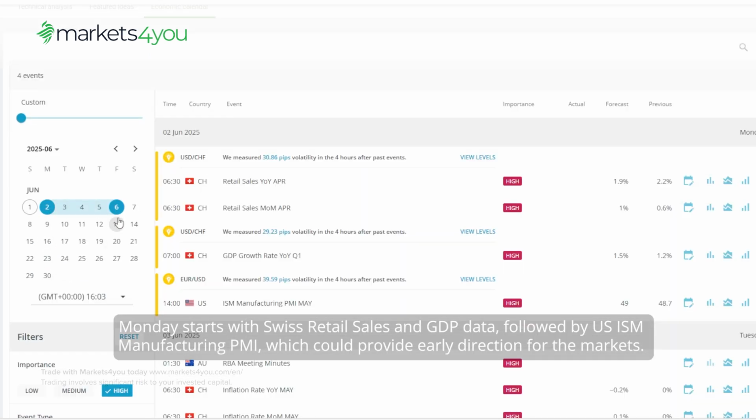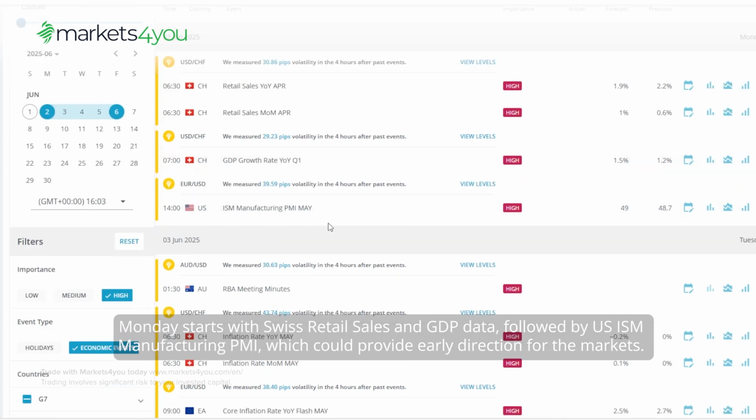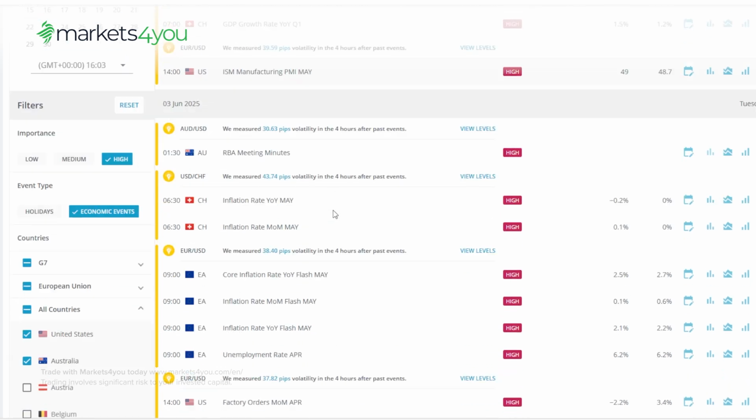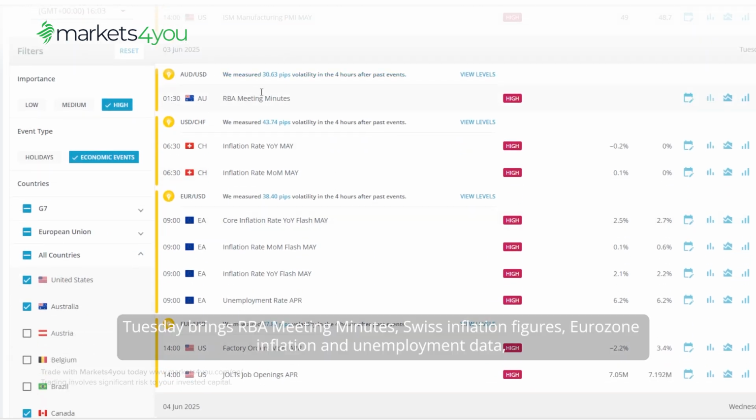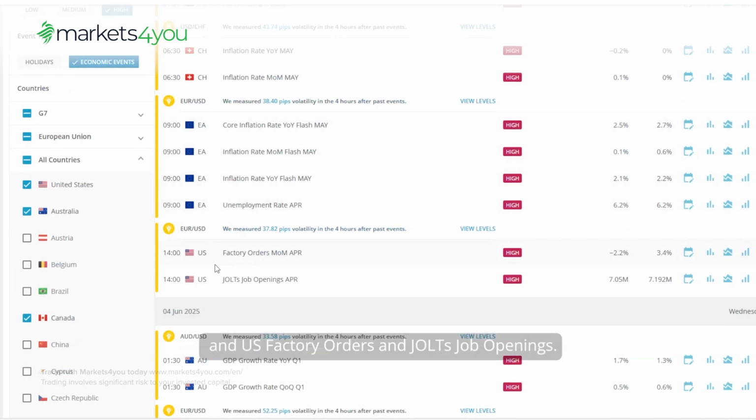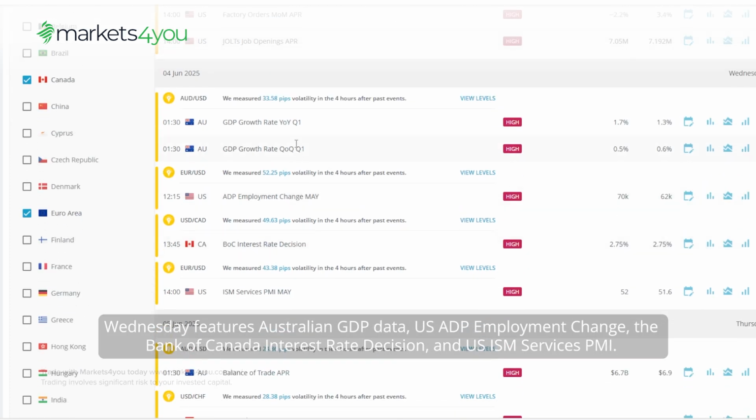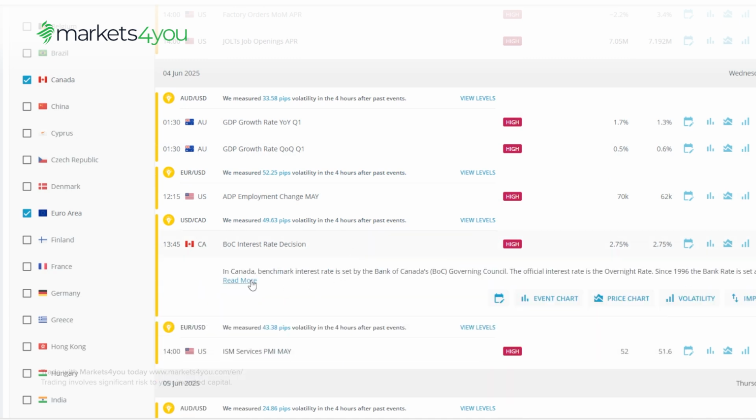Monday starts with Swiss retail sales and GDP data, followed by US ISM manufacturing PMI, which could provide early direction for the markets. Tuesday brings RBA meeting minutes, Swiss inflation figures, Eurozone inflation and unemployment data, and US factory orders and JOLTS job openings. Wednesday features Australian GDP data, US ADP employment change, the Bank of Canada interest rate decision, and US ISM services PMI.